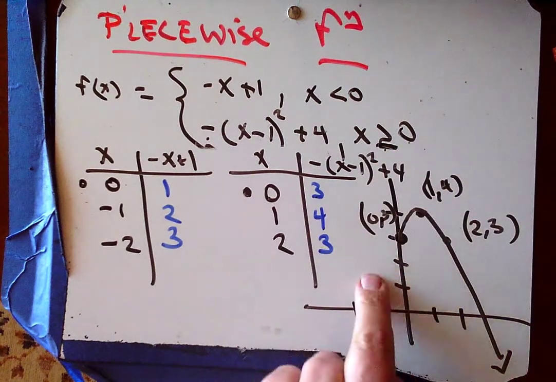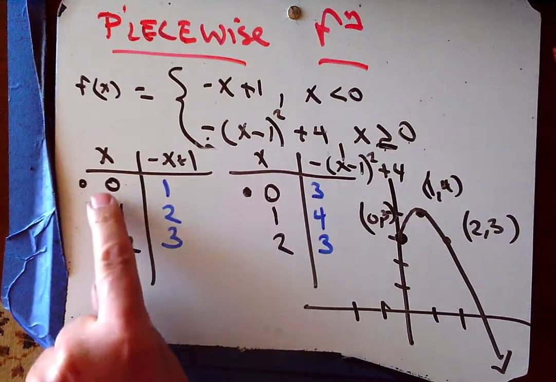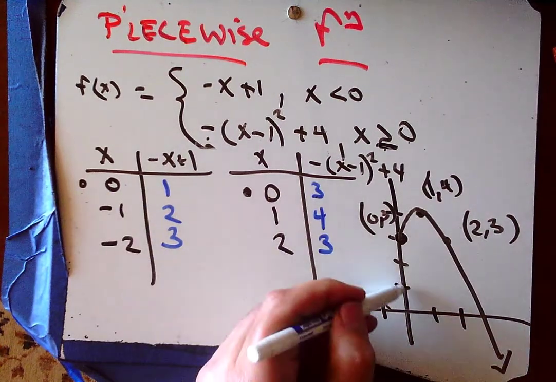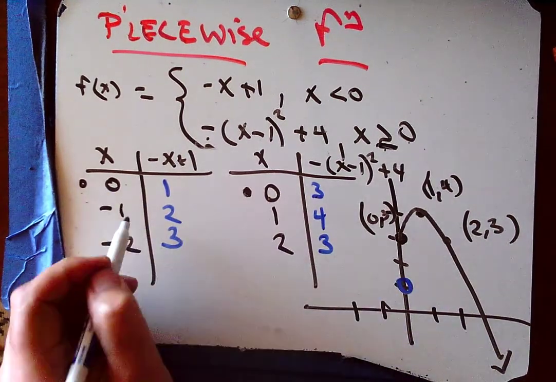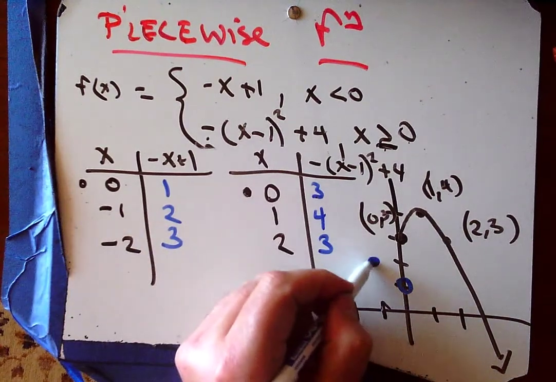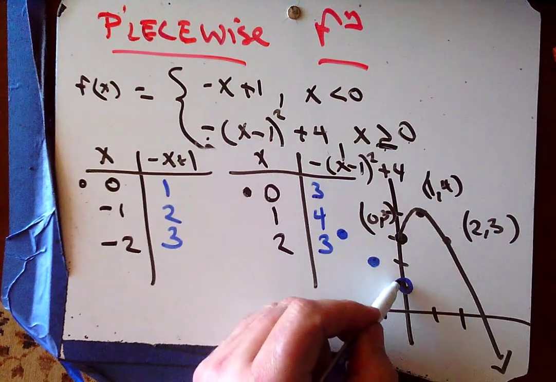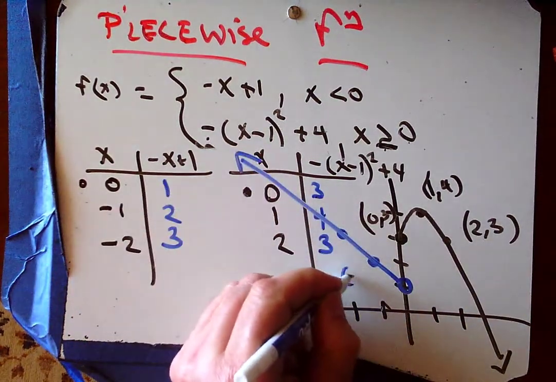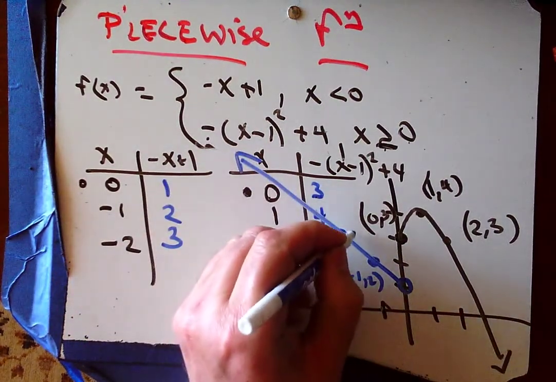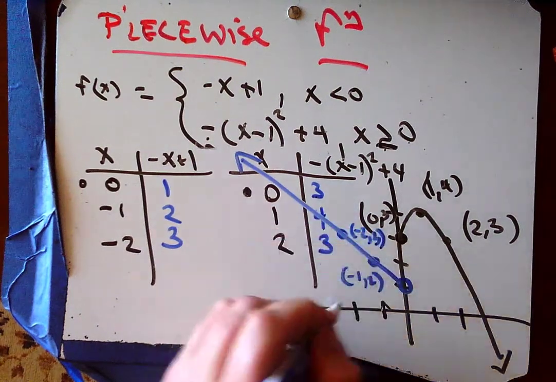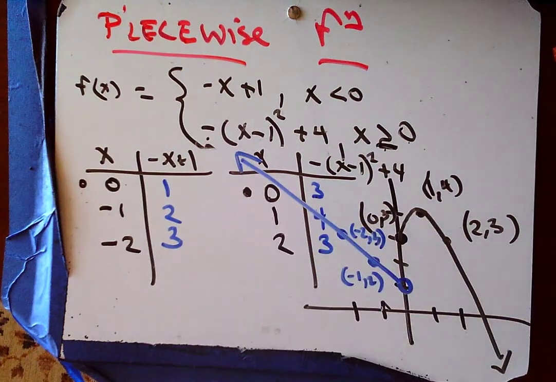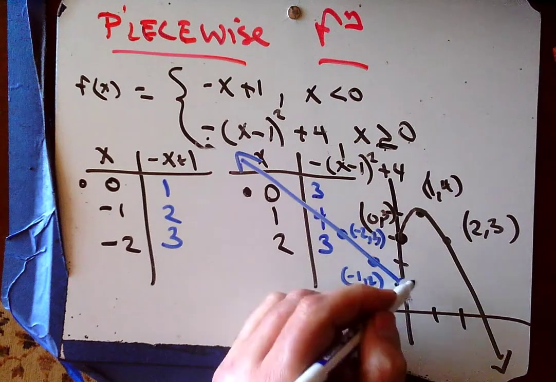Okay, not here. Now, what about this? Well, 0, 1, but with an open circle. Negative 1, 2, and negative 2, 3. I need you to label the points on the graphs. You don't need to label the hole.